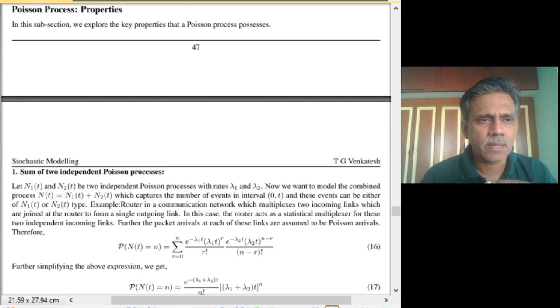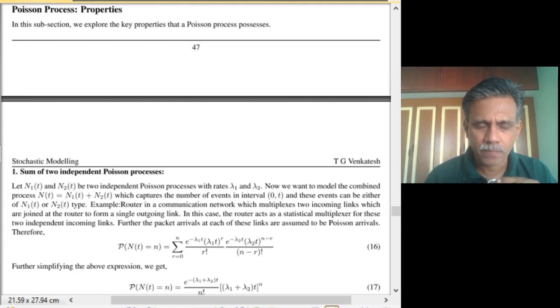First, we will consider the sum of two Poisson processes, in the sense that we have two processes represented as n1 of t, n2 of t. They represent the number of Poisson events that occur in an interval 0 to t. They may have different rates. Let us assume that lambda 1 and lambda 2 are the rates of the processes denoted as n1 of t and n2 of t.